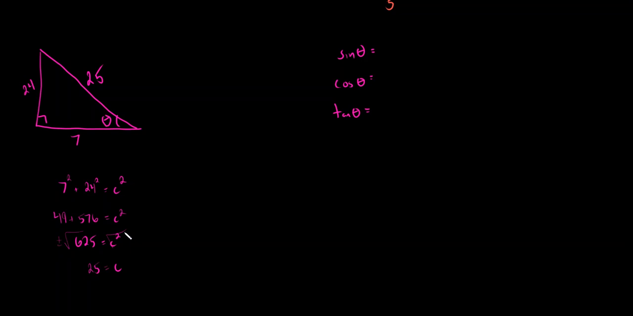Okay, so that means that in this particular problem, sine is the opposite leg, which is 24 in this problem, over the hypotenuse, which is 25. Cosine is the adjacent leg, which is 7, over the hypotenuse, which is 25. And tangent is the opposite leg, 24, over the adjacent leg, which is 7. Okay, so that is our basic right triangle trig.